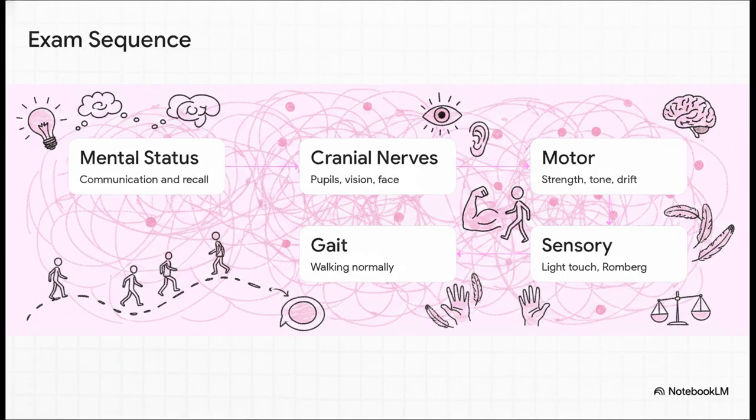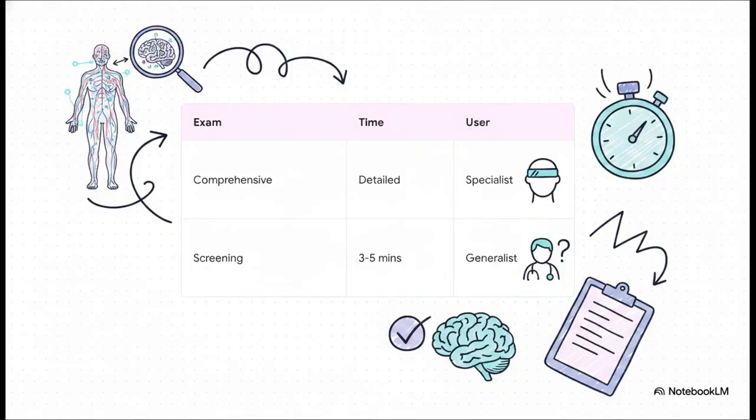It moves from mental status, right to the cranial nerves, down through motor function, then sensory function, and finally to gait and coordination. It's essentially testing how these multiple systems function in a highly integrated way. Now, while mastery of the full comprehensive neurologic examination is obviously vital for neurologists, knowing a focused screening exam is essential for all clinicians, especially generalists.